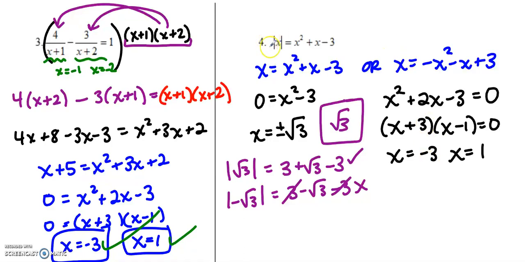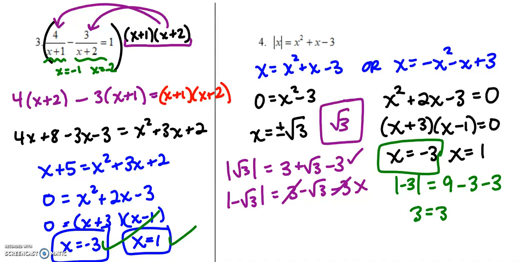If I plug in negative 3 to my original, I get the absolute value of negative 3 equals 9 minus 3 minus 3, which says that 3 is equal to 3. That one works out for me. If I plug in 1, I get that the absolute value of 1 equals 1 plus 1 minus 3, and that says that 1 is equal to negative 1. Not okay. So square root of 3 and negative 3 are going to be your two solutions that work.